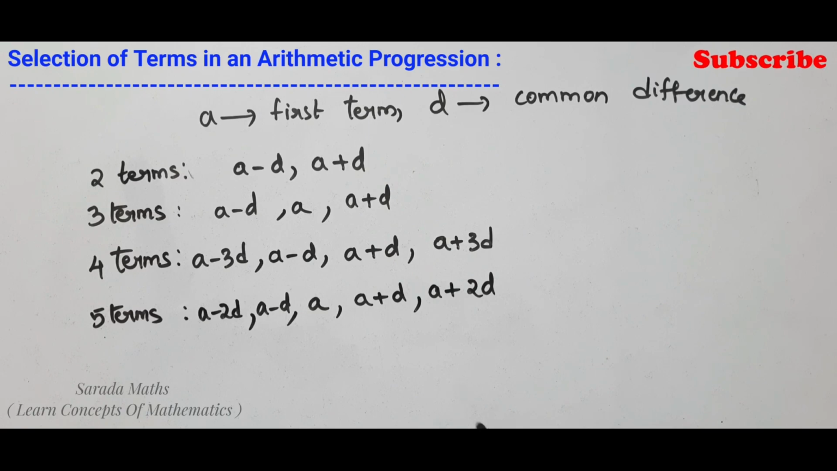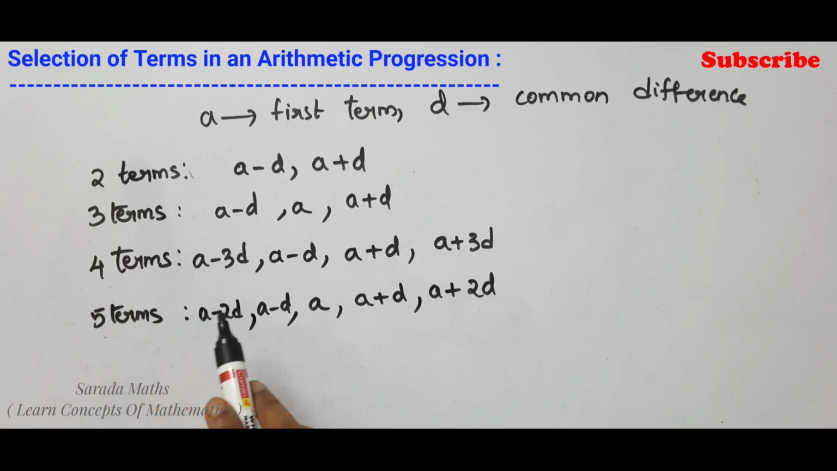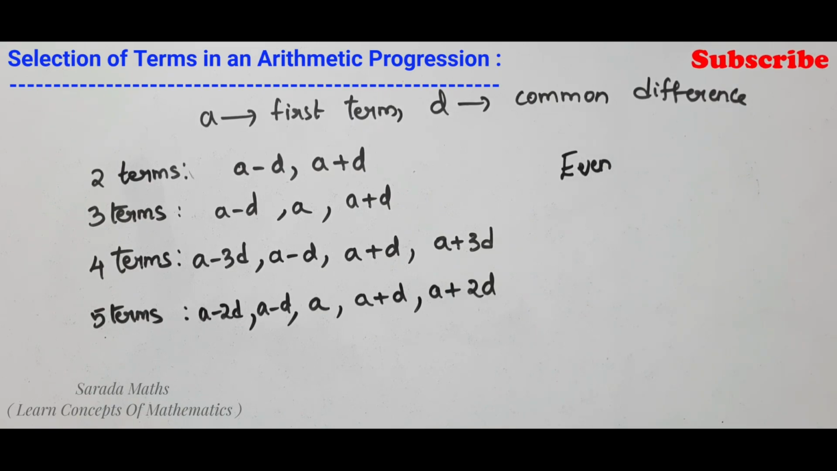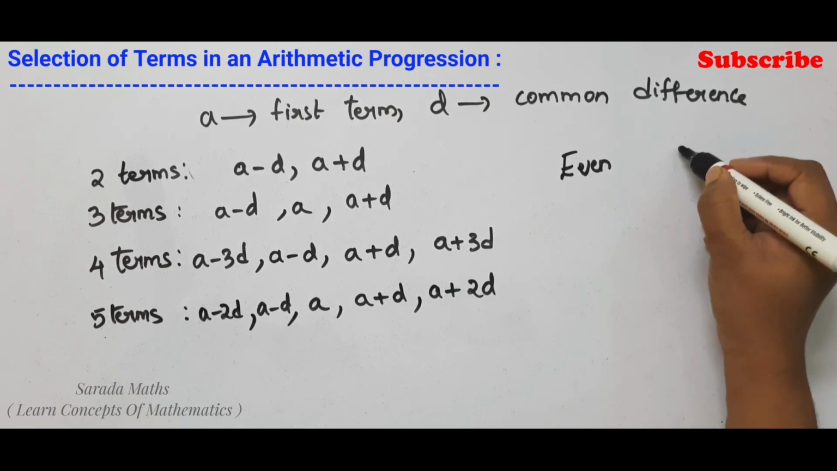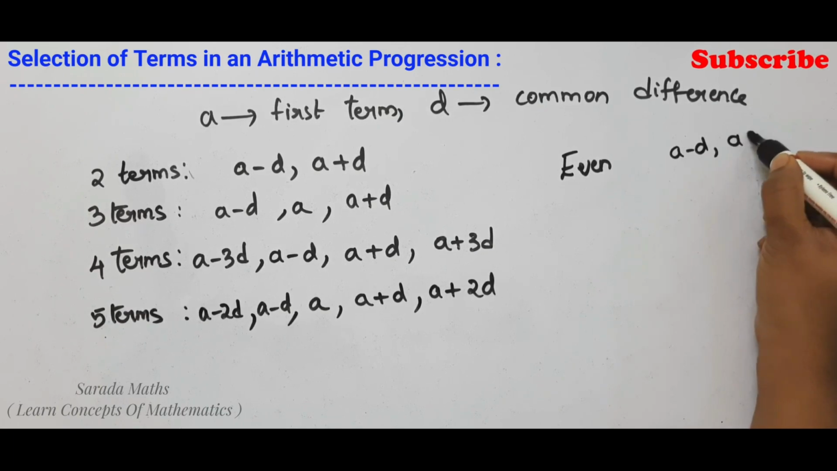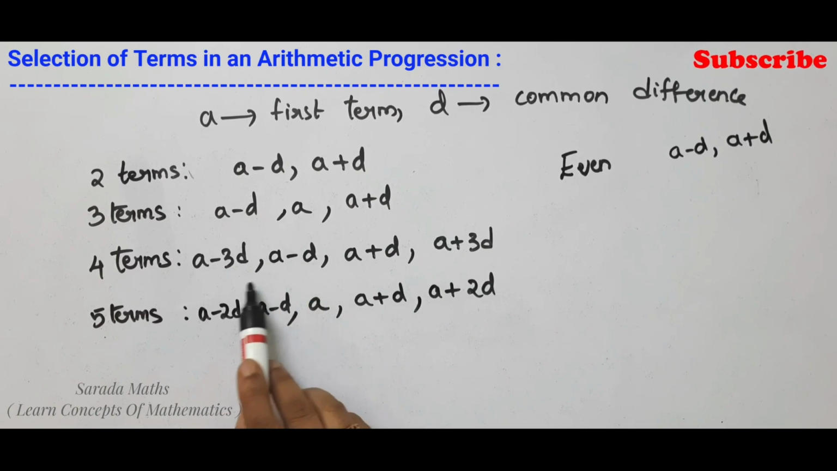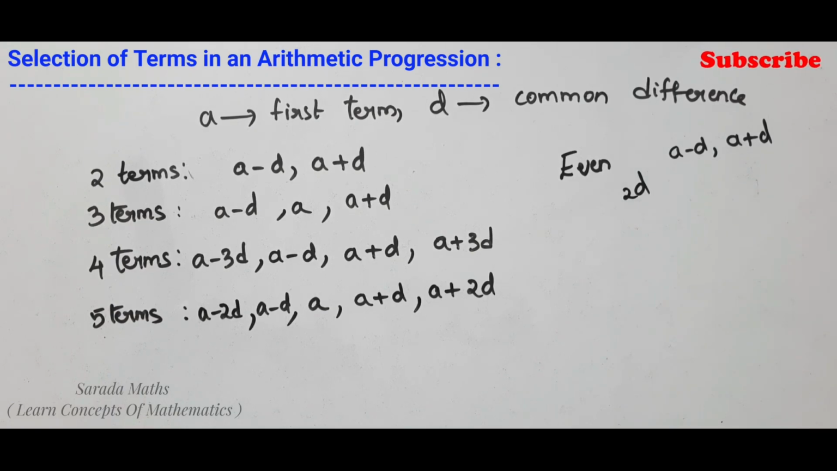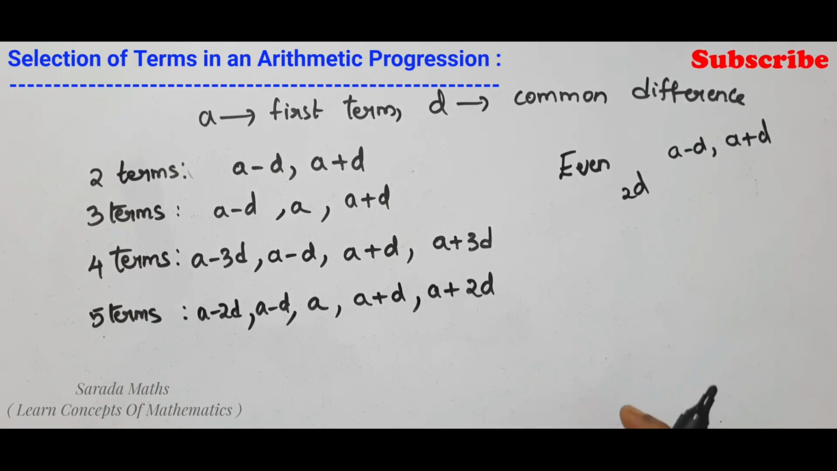If you observe these terms, it is clear that when you have to select an even number of terms, you have to take them such that the middle terms are A minus D, A plus D, and the common difference between them is 2D.